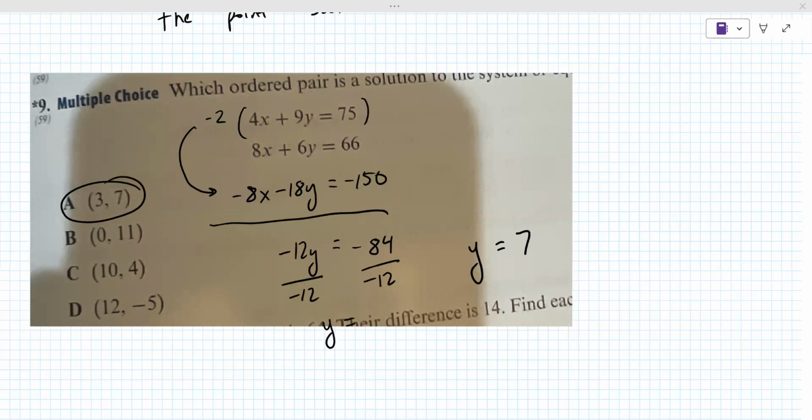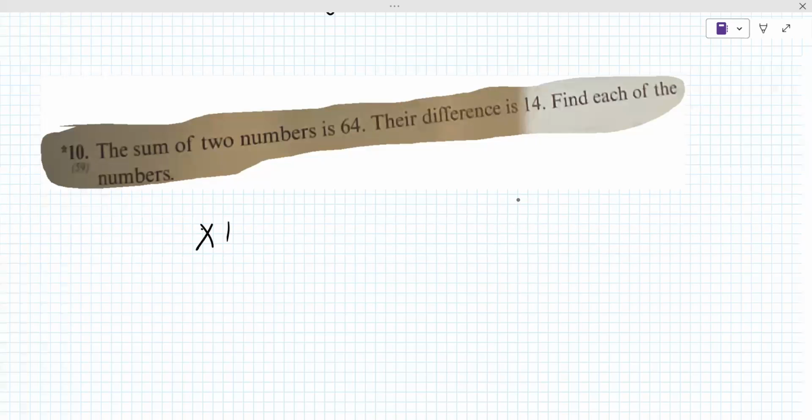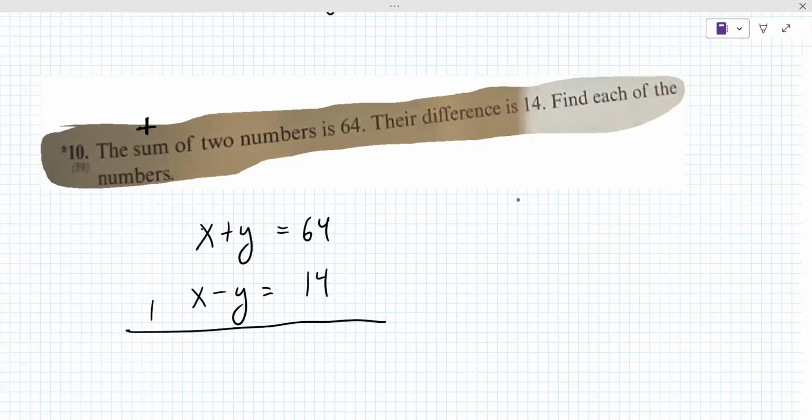Ten here, I'm going to snip this in. All right, the sum of two numbers is 64. Their difference is 14. Find each of the numbers. So the sum, x plus y, is 64. Their difference, x minus y, is 14. Yeah, I think I started this one like x plus 64 minus x equals 14. I would just add the equations right here, because you're going to see that y is eliminated by adding them together, and that's what you really want. You want to get it down to one variable.